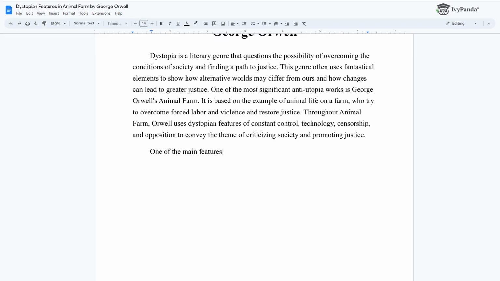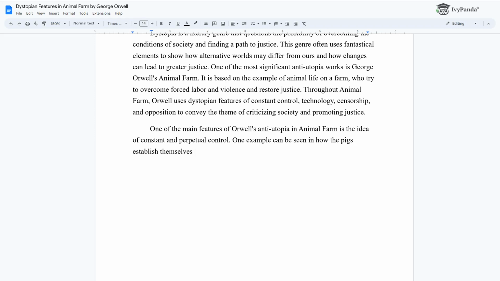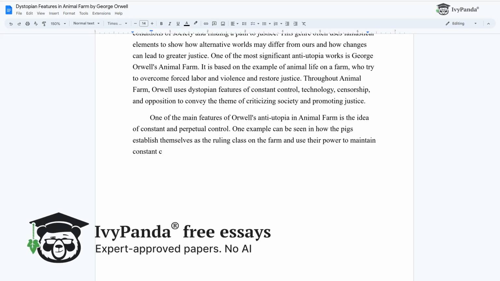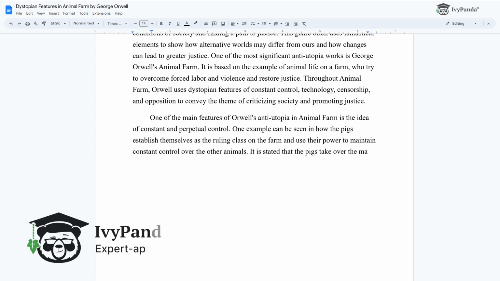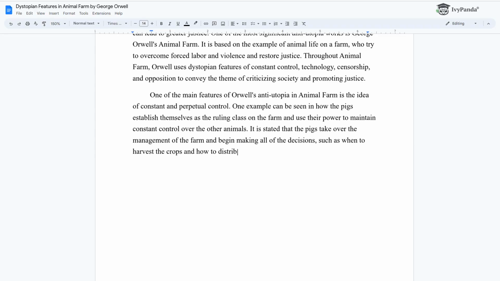One of the main features of Orwell's anti-utopia in Animal Farm is the idea of constant and perpetual control. One example can be seen in how the pigs establish themselves as the ruling class on the farm and use their power to maintain constant control over the other animals. It is stated that the pigs take over the management of the farm and begin making all of the decisions, such as when to harvest the crops and how to distribute the food.